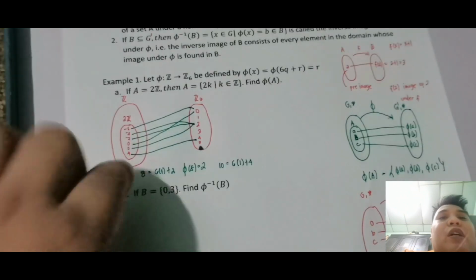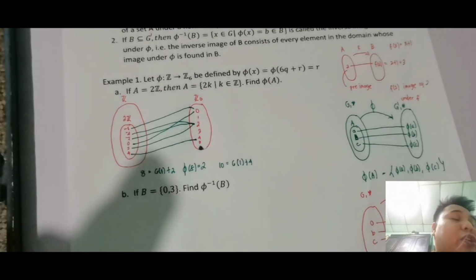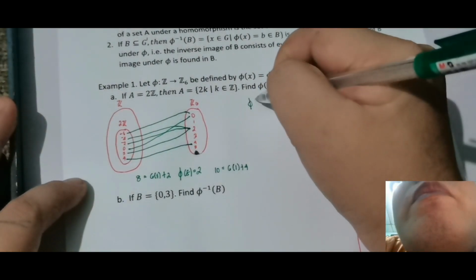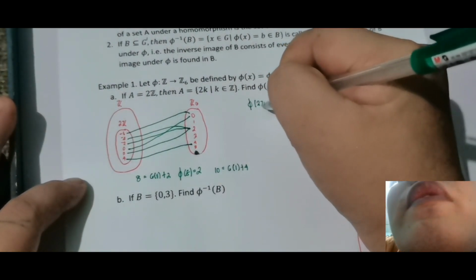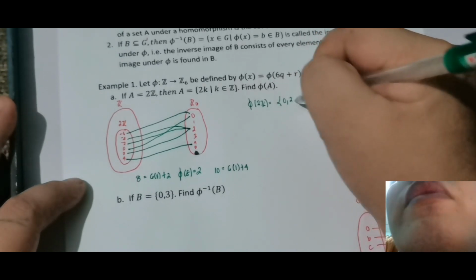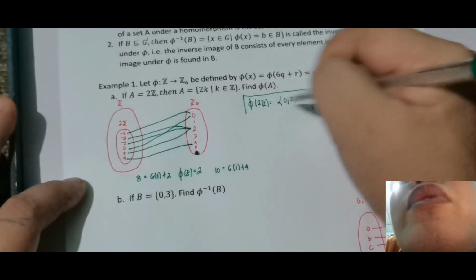So, kung napapansin mo, lahat ng mga even na yan, ang pinupuntahan lang nila dito kay C sub 6 ay si 0, 2, and 4. Yun lang talaga, actually. So, meaning, ano yung P of A? Yung P of 2Z natin is just equal the set containing 0, 2, 4. So, ito na yung ating P of 2Z or P of A.